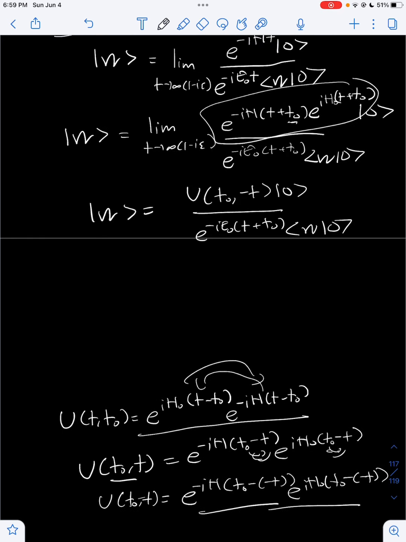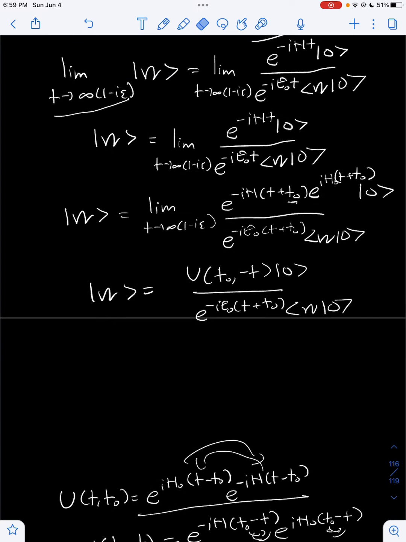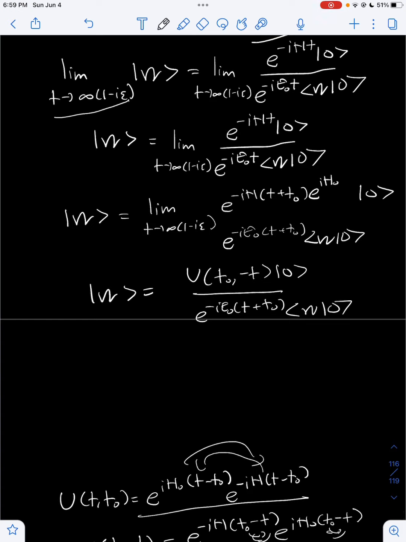So this means that we can relate the interacting vacuum with the free vacuum with this formula right over here. Now, I know this part does not look very clean, so let's clean this up a bit. So what this says is e to the minus iH times t plus t naught, and then times e to the iH naught times t plus t naught, and then times the vacuum state again. And that's all being divided by e to the minus iE naught times t plus t naught. Okay. So that's what this is saying right over here.